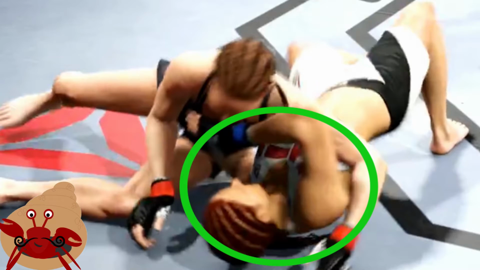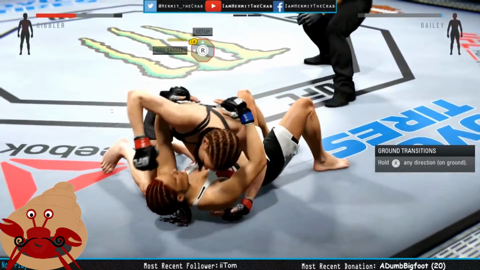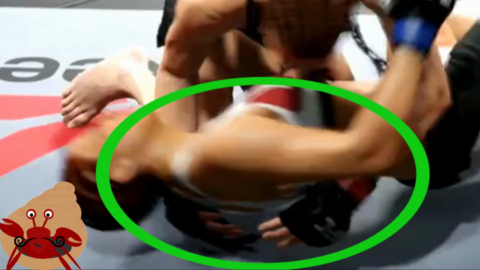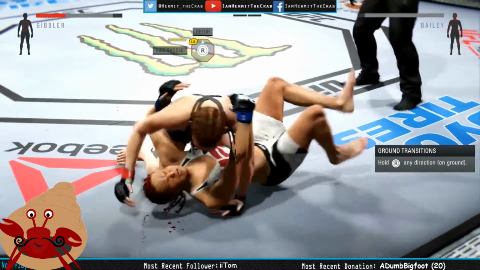As you can see here, the fighter's arms and body are moving to the left, so you hit right trigger and left on the analog stick in order to block that. And you would do the same here in this instance, as you can still see the body's moving to the left in order to block that transition.